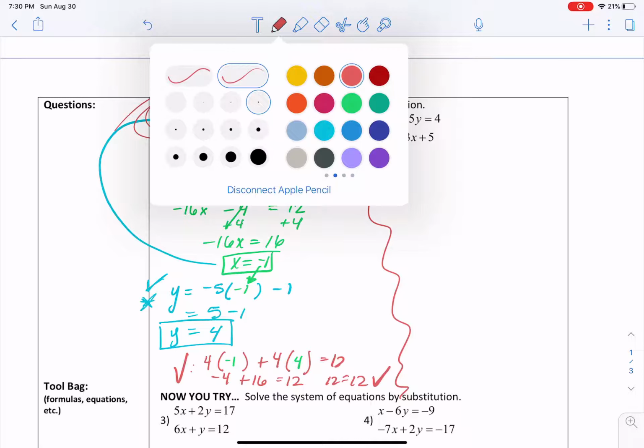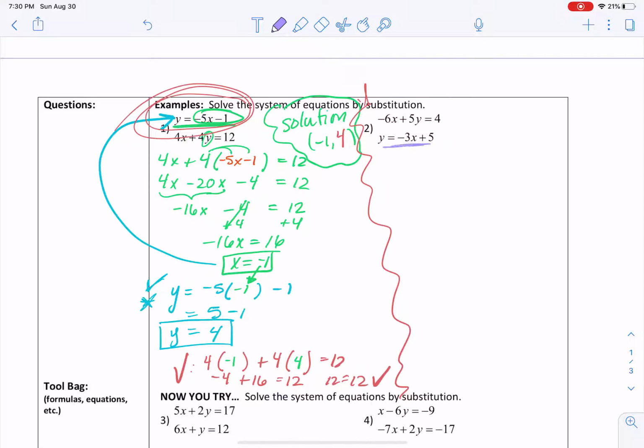So when we look at the next example, you can see that the same thing is true. I already have an equation that has a variable that's isolated. So then I'm just going to plug in all of this right here. So negative 6x plus 5 times whatever y is equals 4. And y is negative 3x plus 5. Negative 6x minus 15x plus 25, that comes from distributing, equals 4.